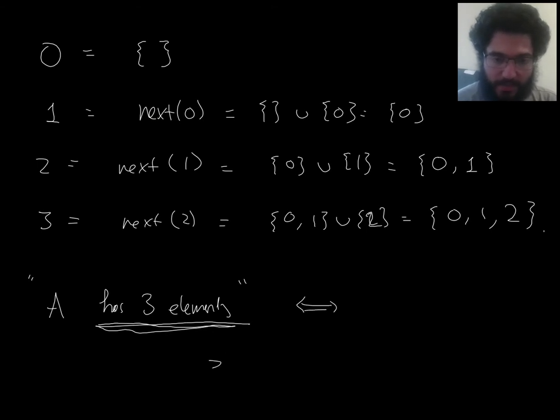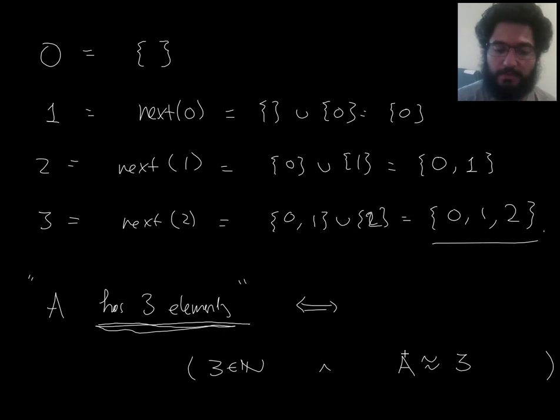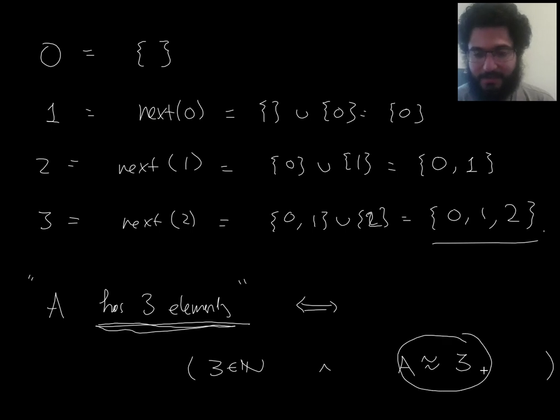What that means is that 3 is a natural number, which we already knew, and it means that A has the same number of elements as 3. So there exists a bijection between A and 3, which, by the way, is this set. That set is 3. So it is an interesting artifact or feature of our particular construction of the natural numbers that each natural number is the set of the natural numbers less than it. So this turns out to be a very good way to define the concept of having 3 elements.